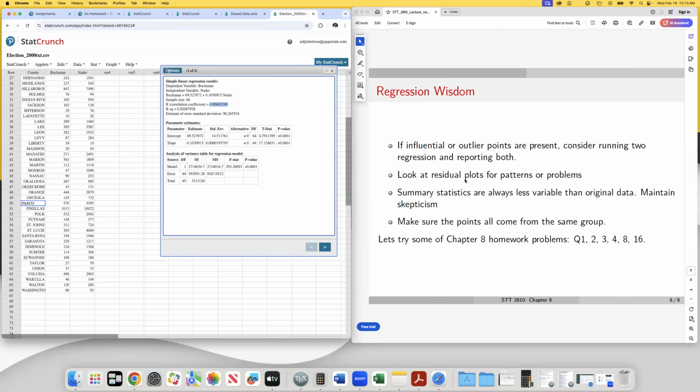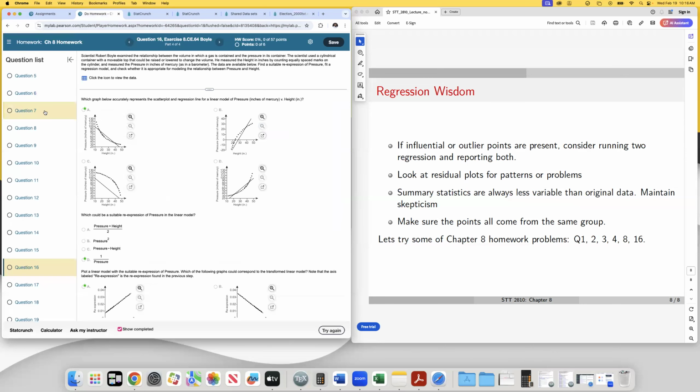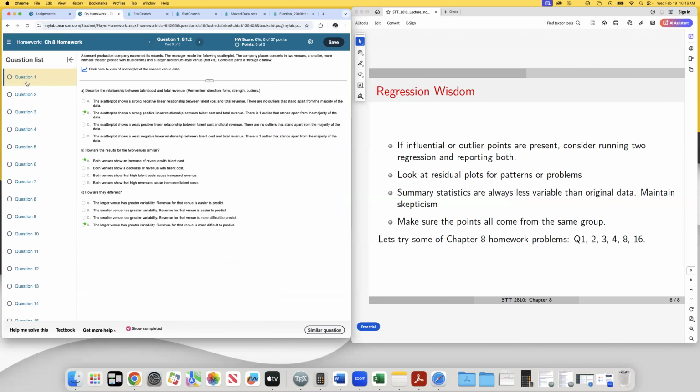The other thing I want us to do is to try some problems in your chapter 8 homework. So let's start with question 1. For question 1, it says that a concert production company examines its record, and then the manager made the following scatter plot.